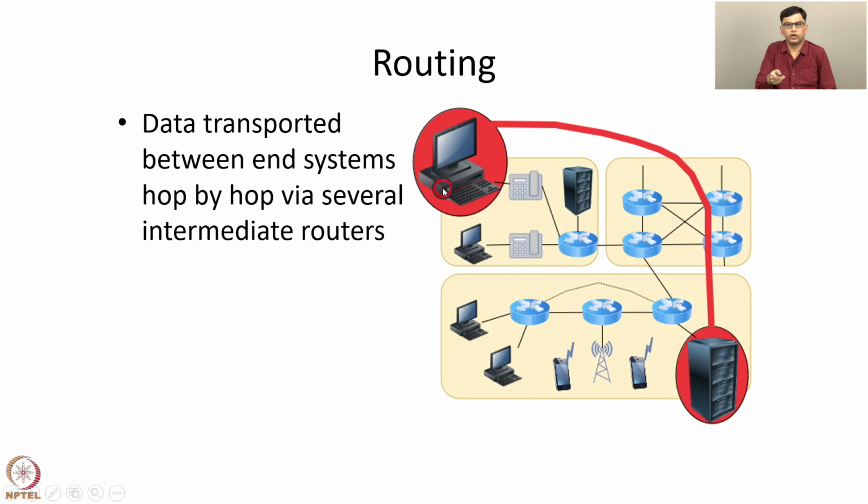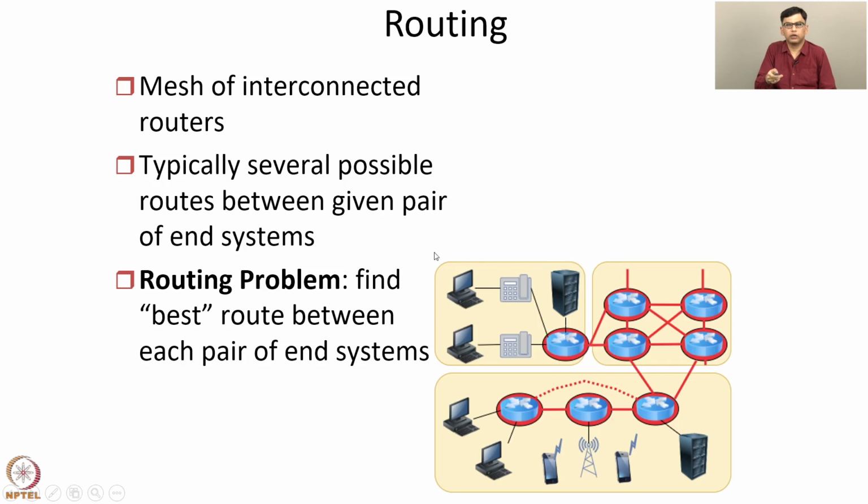Recall that data is transported between end systems via several intermediate routers. So in this example, this server and this desktop computer are end systems, and data is transported between them by several intermediate routers, which are shown by these blue icons. In a network, there is a mesh of interconnected routers, which is shown here by this red highlighting. So there is a mesh of many interconnected routers.